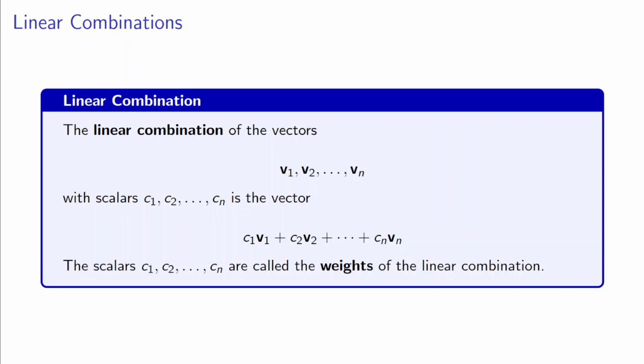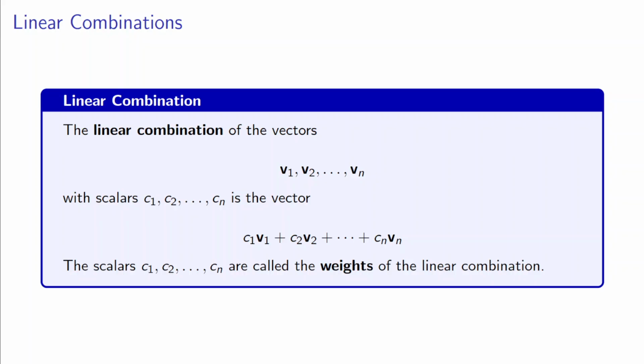Next, I want to define the concept of linear combinations. This is going to be a concept that will be really, really important for us throughout most of the course. It looks super complicated, but we're going to see some examples and hopefully convince you it's not so bad. So the definition here: the linear combination of the vectors v1, v2 up through vn with scalars c1, c2 up through cn is the vector c1 times v1 plus c2 times v2 plus up through cn times vn. The scalars c1 through cn are called the weights of the linear combination.